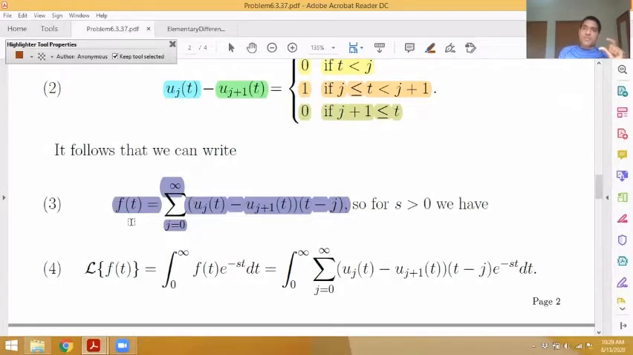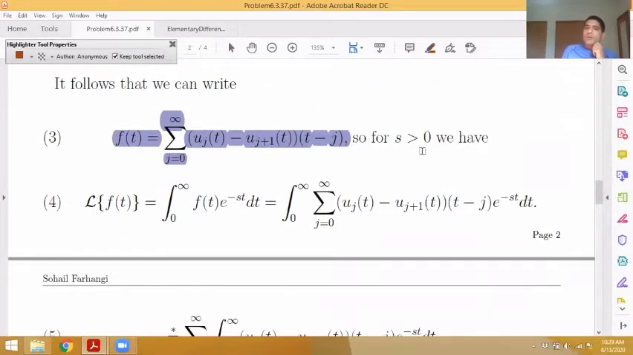So because it is a bounded function, the Laplace transform is going to be defined for every s bigger than 0. So we know the domain of the Laplace transform. Now let's go ahead and start calculating the Laplace transform now that we have this algebraic formula from equation 3.